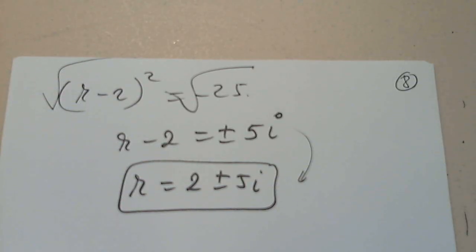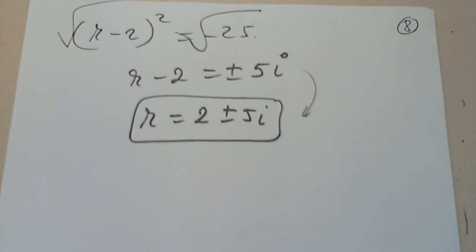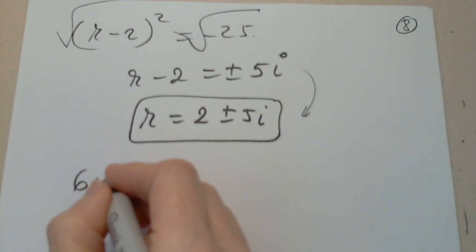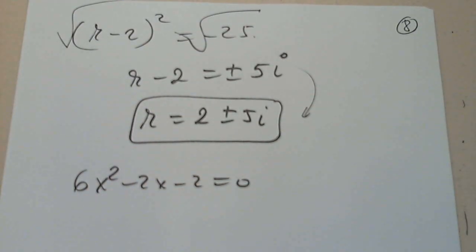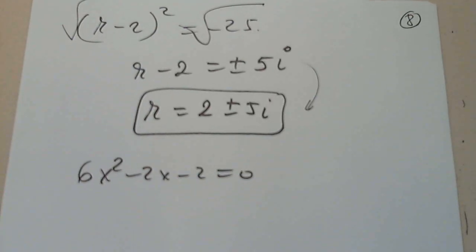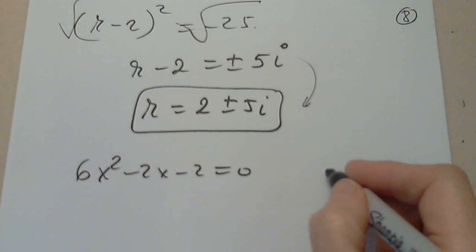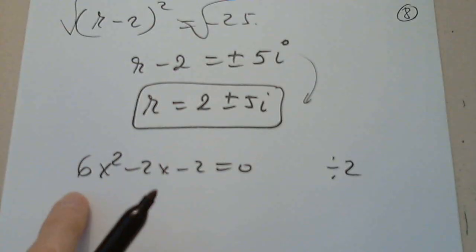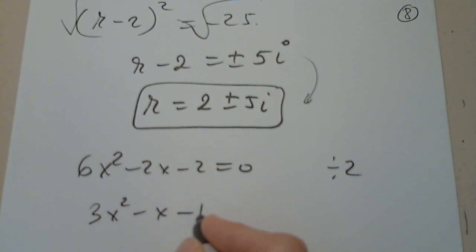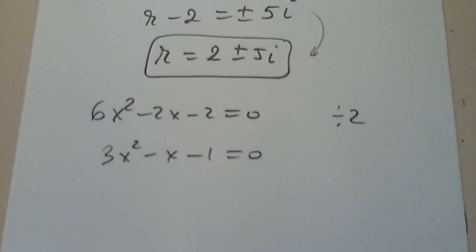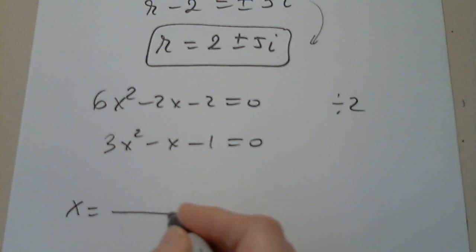Good. So the equation using the quadratic formula. I have to set it equal to 0: 6x squared minus 2x minus 2 equals 0. And I hope you remember to always clean it up, always. So I can divide by 2. Never solve a quadratic equation with a negative leading coefficient. Please don't. So 3x squared minus x minus 1 equals 0. And now we are ready for the quadratic formula.